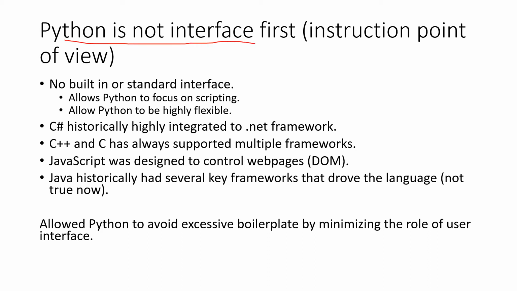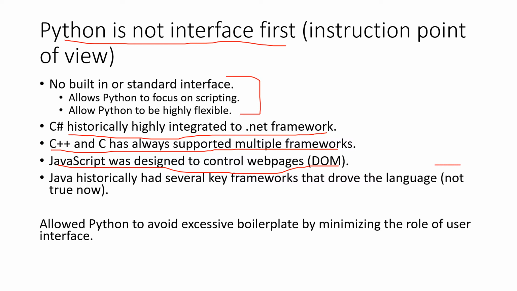Python is not interface first, and this is my point of view. There's no built-in standard interface. Python is focused on scripting. It allows flexibility. Historically, C++ or C# was highly integrated into the .NET framework. C++ and C have supported multiple user interfaces. JavaScript was designed for controlling web pages, the document object model in your web browser. JavaScript has had several frameworks that drove the language for constructing graphic user interfaces. Not as much true today.